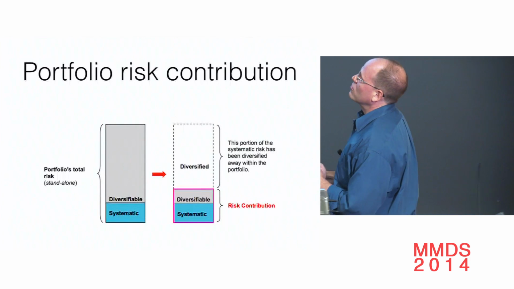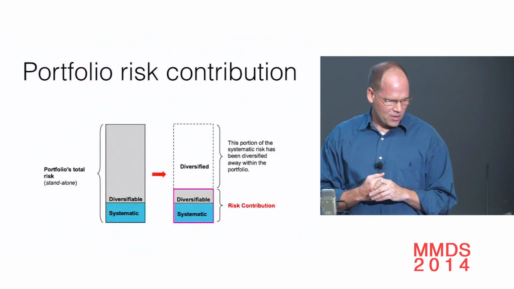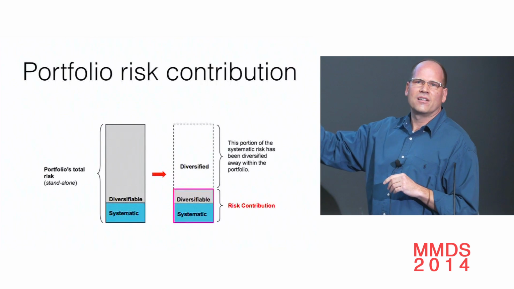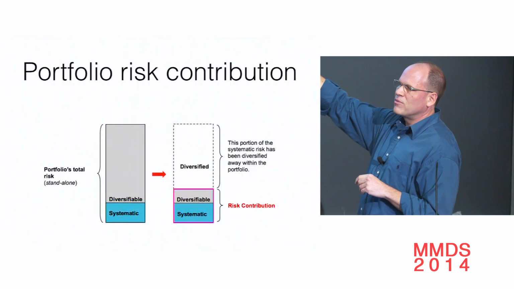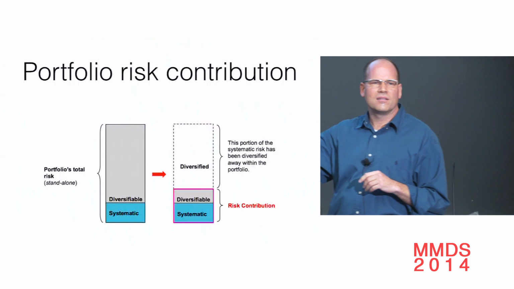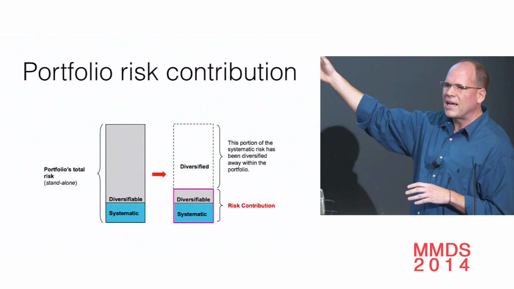So we think about risk contribution, which is a key conceptual component of this analysis, in terms of a systematic piece and a diversifiable piece. The systematic piece can never be diversified away. This is the underlying core systematic risk that exists in the economy, and this is really what you should be getting paid for.